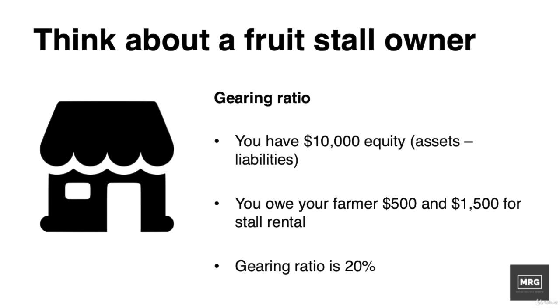In the example of a fruit stall owner, let's say the fruit stall owner has $10,000 worth of equity, taking all the assets he has minus all the liabilities he has. If you owe the farmer $500 and $1,500 for stall rental, that's your total debt, so to say. So you're taking $2,000 of total debt, divided by $10,000 of equity, and you will have a gearing ratio of 20%. Generally, the lower the value or the percentage, the better it is.